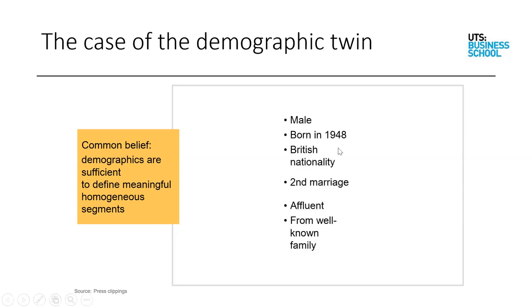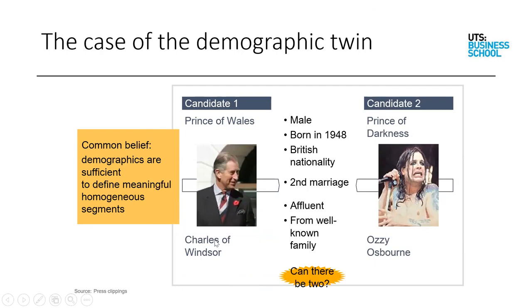So think about this example of a male born in 1948, British nationality, second marriage, affluent, from a very well-known family. We can think of Prince Charles as one and the Prince of Darkness as the other, Ozzy Osbourne, right? Two very different people with very different lifestyles, behaviors and needs. So that is one of the disadvantages of demographic segmentation. Two people in the same segment might end up being different because of their behaviors and needs.